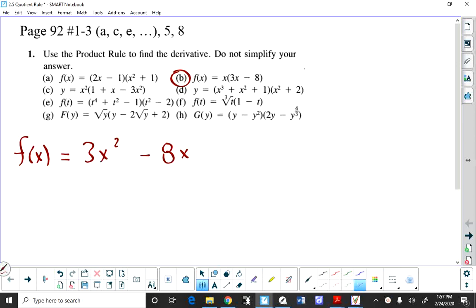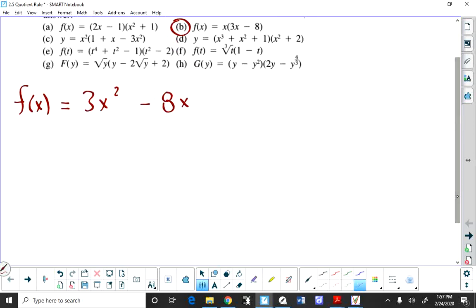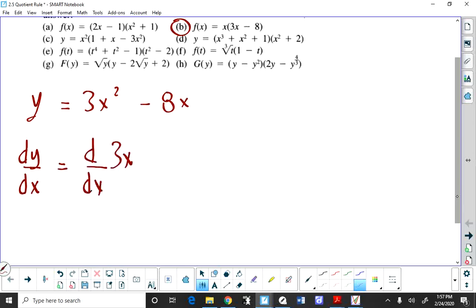This difference rule that we talked about seems like overkill, but the difference rule says that if you want to determine, I hate f of x notation, if you want to determine dy dx and y is equal to this, then you can find the derivative with respect to x of 3x squared minus the derivative with respect to x of 8x. Are you with me? Does that make sense so far?